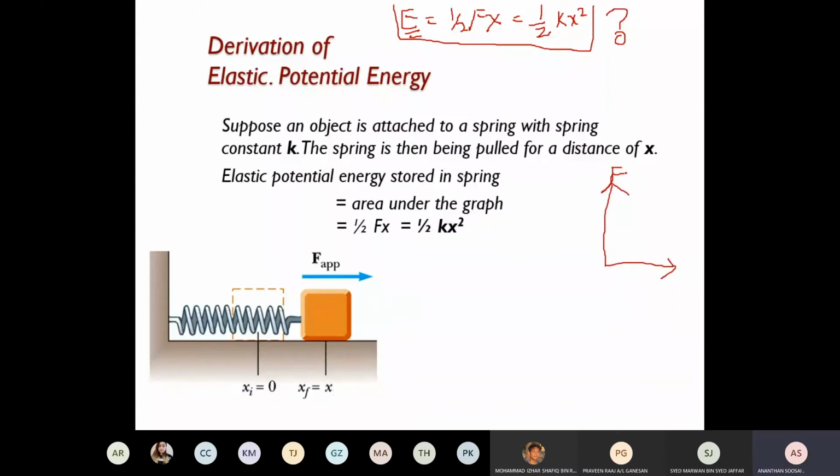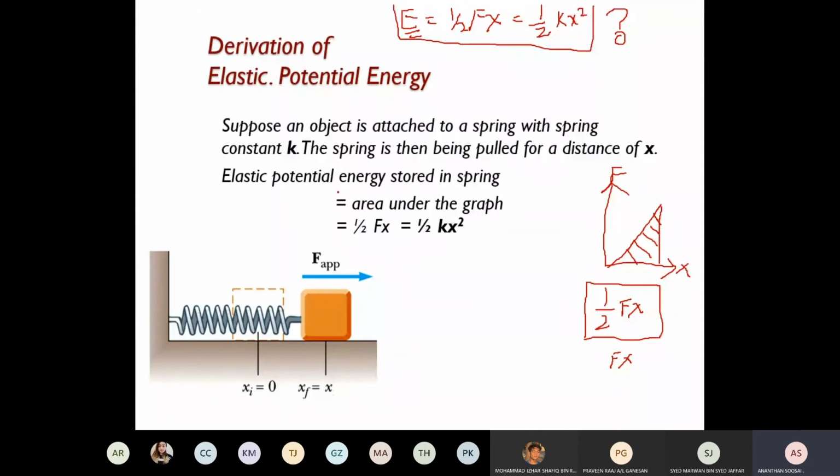If you draw force versus extension for the spring, it's going to be like this. The greater the extension, the greater the force that needs to be applied to extend the spring. So what is the work done? It will be the area under the graph, but in this case the area under the graph of F versus x is half Fx. It's not Fx, because it's not a constant force. The force is increasing with displacement. So that's why half Fx is the formula. So the work done by the force is half Fx.